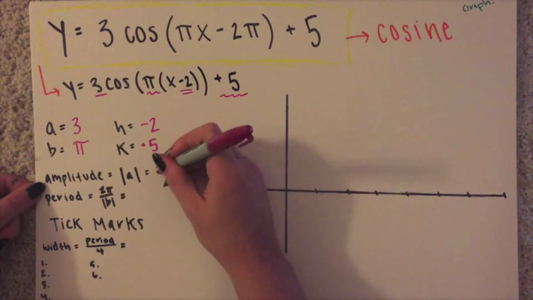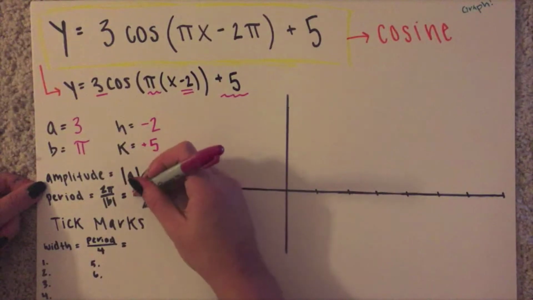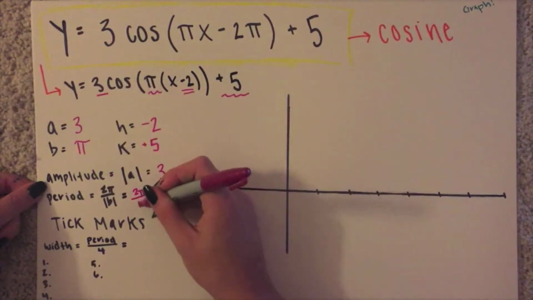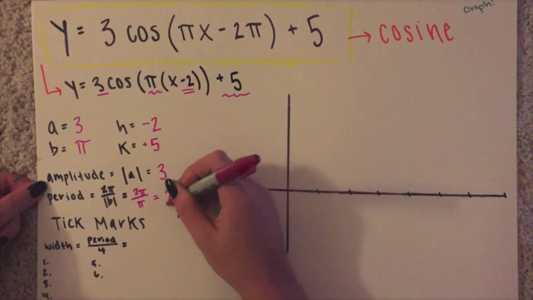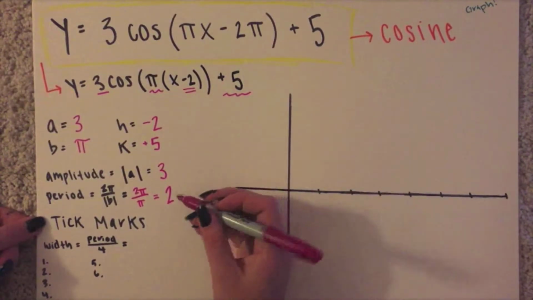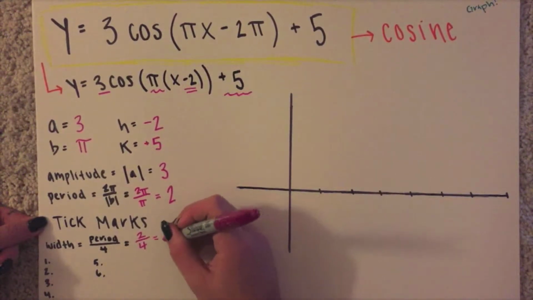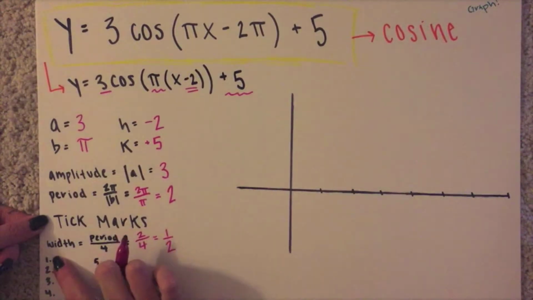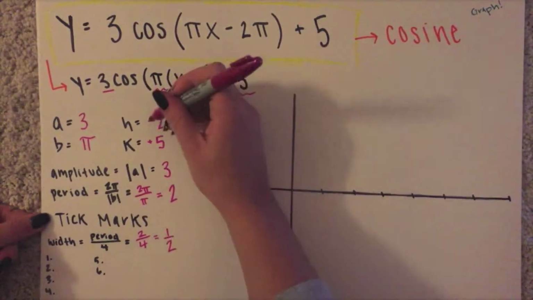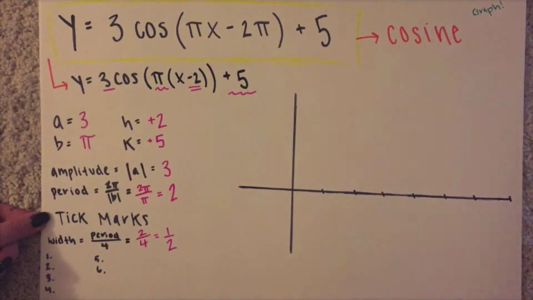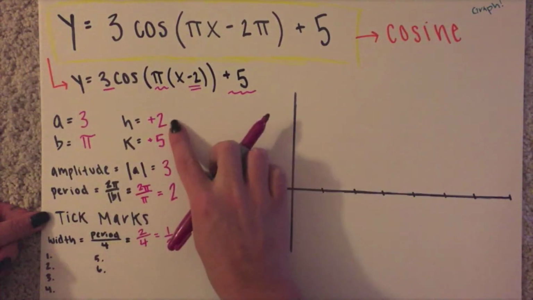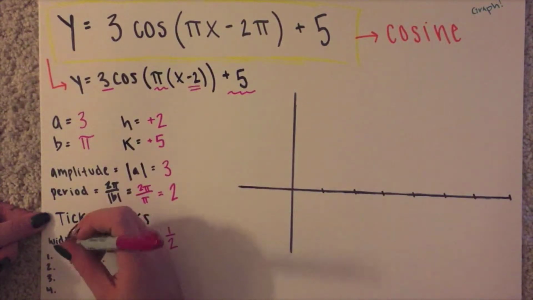The amplitude is just the absolute value of a, which is 3, and the period is 2 pi over the absolute value of b, so that will equal 2 in this case. Now to determine the tick marks, you're going to take your period and divide that by 4, which will give you 1/2. So now we are going to start at our h value, which is a positive 2. We're going to start at 2 and just add 1/2 to that to get each tick mark.